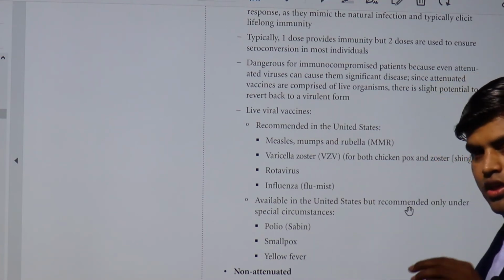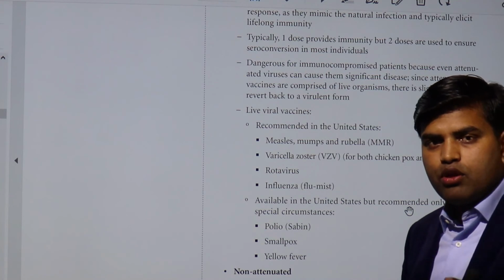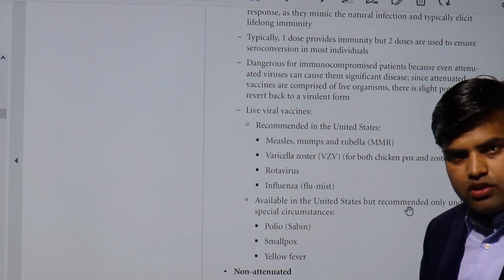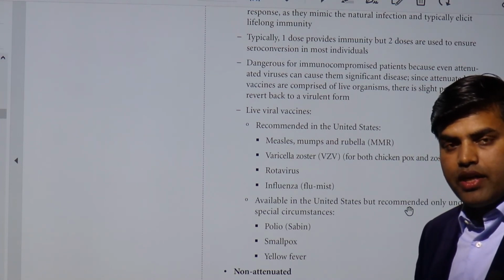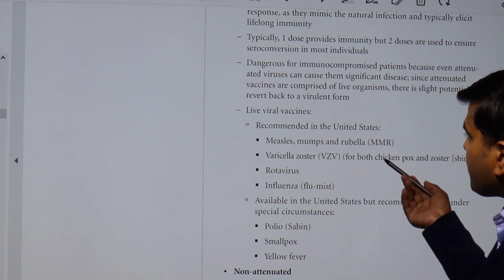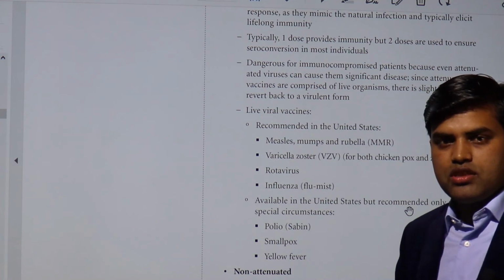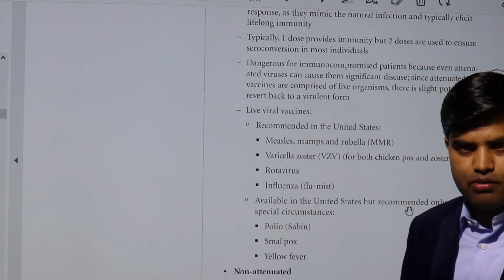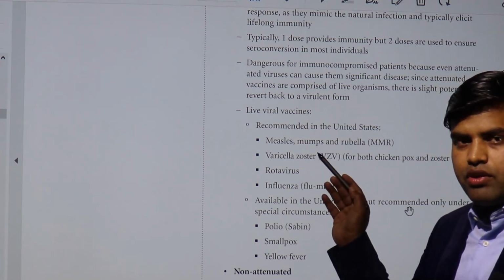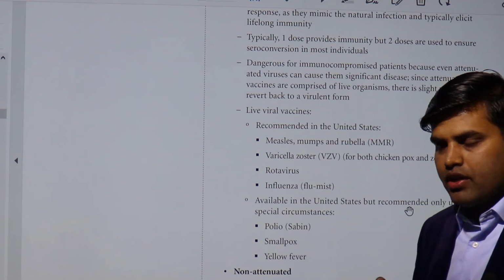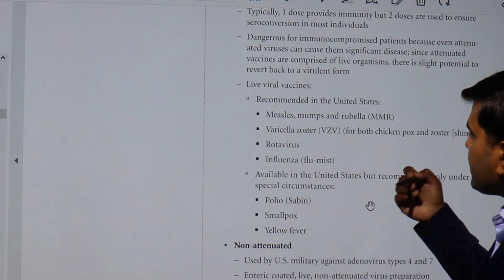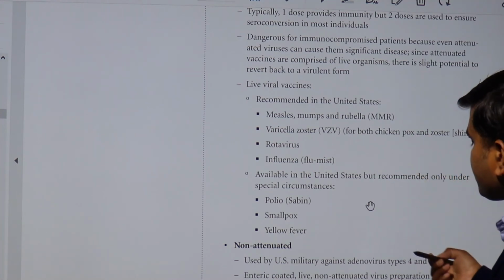Live viruses are contraindicated for people who are immunocompromised, because although we have removed the toxigenicity, that low virulence can still be a potential pathogen for immunocompromised people, or it may revert back to the virulent form and cause disease in severely immunocompromised patients. So for immunocompromised patients, live attenuated vaccine is contraindicated.